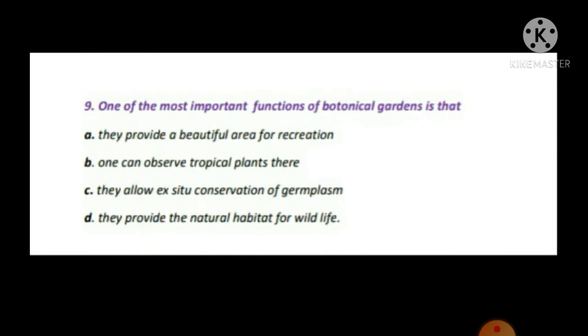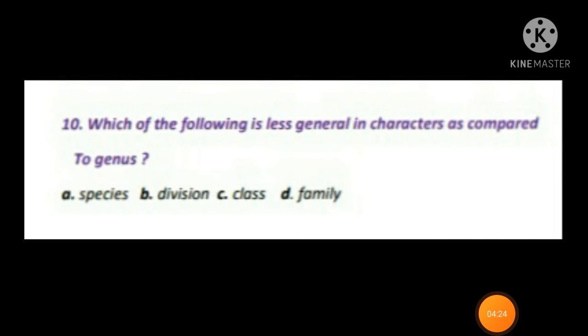So next question. Which of the following is less general in characters as compared to genus? Option A, species. B, division. C, class. D, family. If you need more time, you can pause the video also.